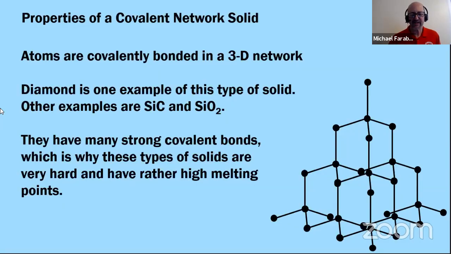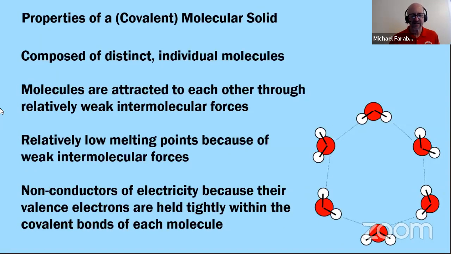And then another example of a solid is covalent molecular. As I talked about, we have these relatively weak intermolecular forces. So they are characterized by relatively low melting points, and they are not conductors of electricity because their valence electrons are held tightly within the covalent bonds of each molecule. So sugar and water are covalent and they do not conduct electricity.